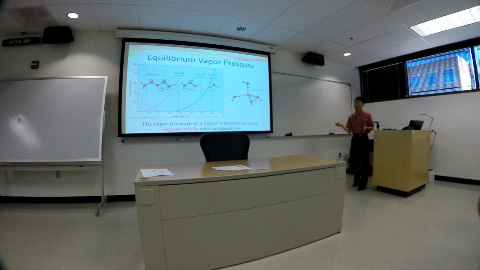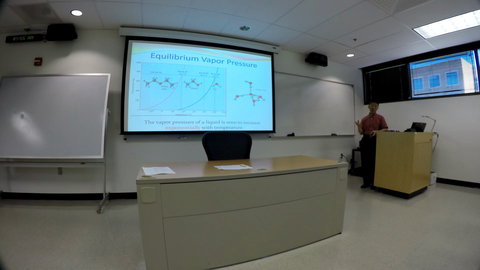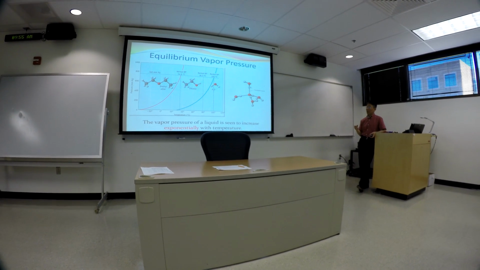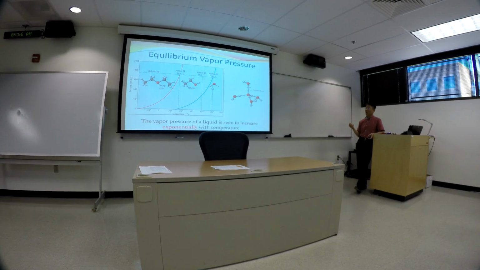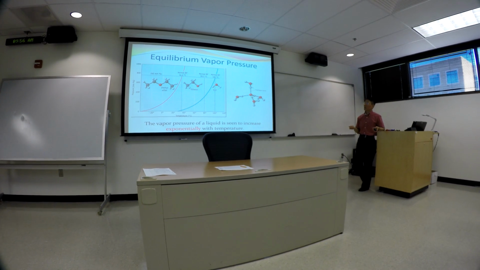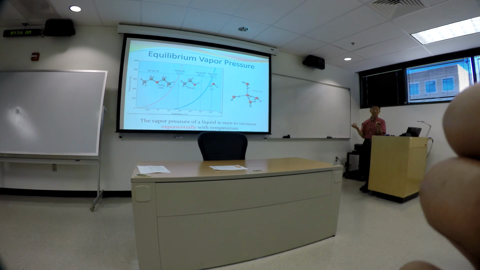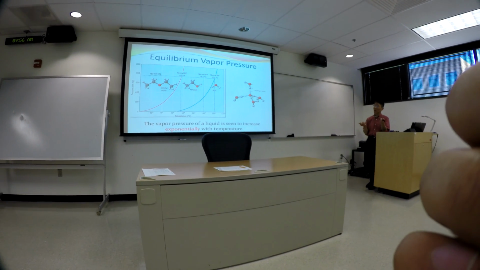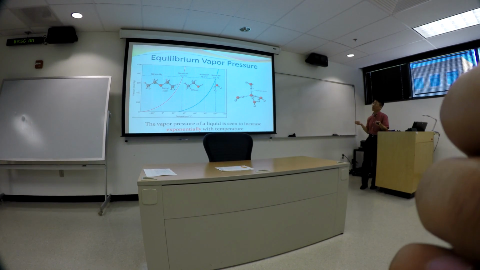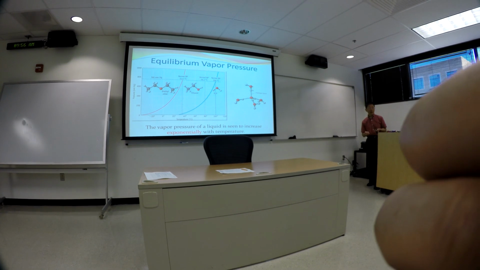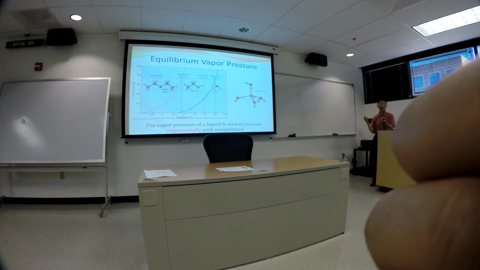Okay, so equilibrium vapor pressure, water versus ethanol and diethyl ether there. Well, the temperature at which the vapor pressure of water equals the external pressure is 100 degrees Celsius, much higher than the other two molecules. Now, this is due to the hydrogen bonding.